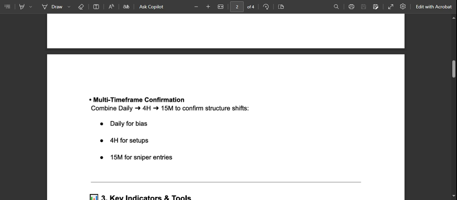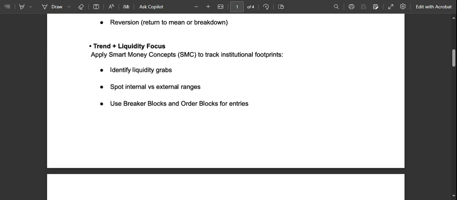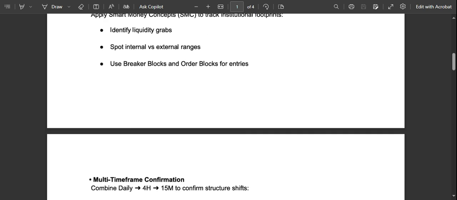So it tells you that if you are able to find your entry, it means the risk to reward ratio is very, very high. That is, you may be getting 1:6, 1:7, 1:5. It depends on how you are able to identify the smart money concept, that is the liquidity grabs, the internal and external ranges, and the breakout blocks and the other blocks for entries.